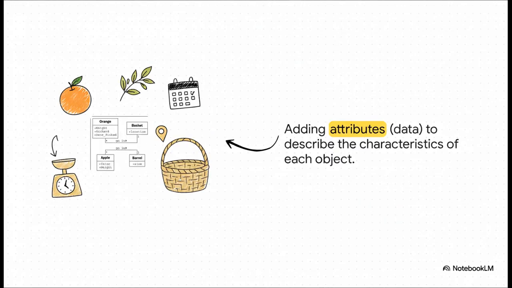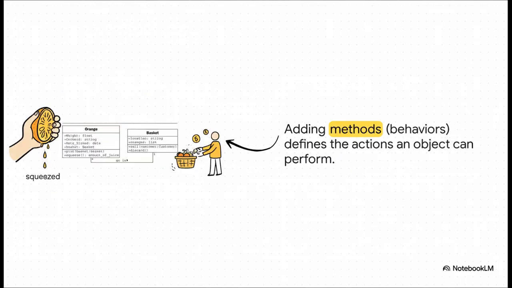Next, we add attributes. This is the data part of our object definition that we talked about earlier. So for an orange, that could be its weight, maybe the orchard it came from or the date it was picked. For a basket, it might be its location in the warehouse. And here it is, the final piece of our blueprint, the behaviors, which in the programming world we call methods. An orange object can be squeezed. A basket object can be sold.